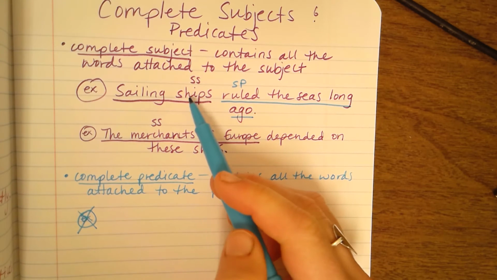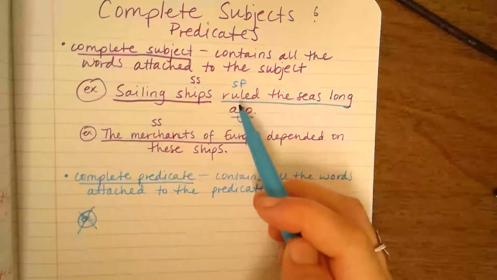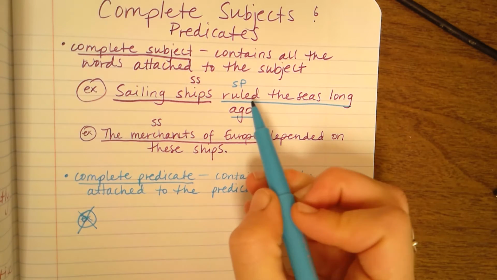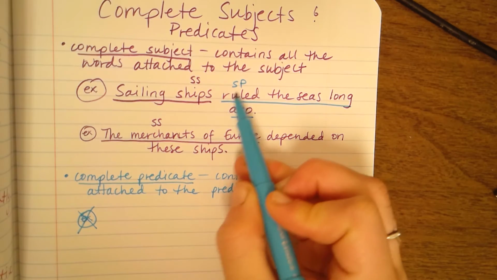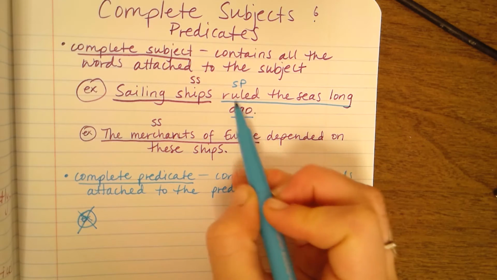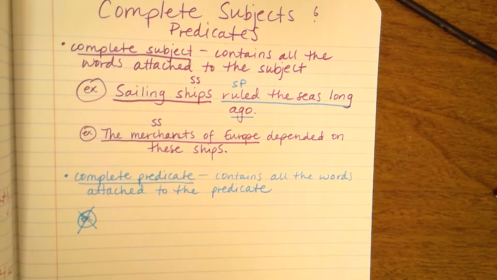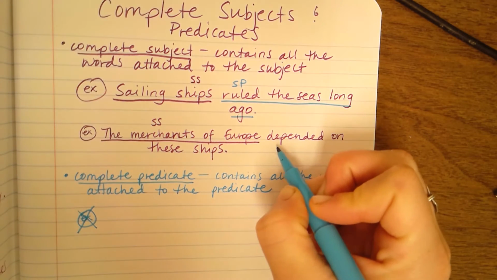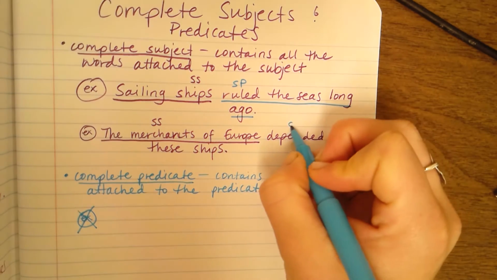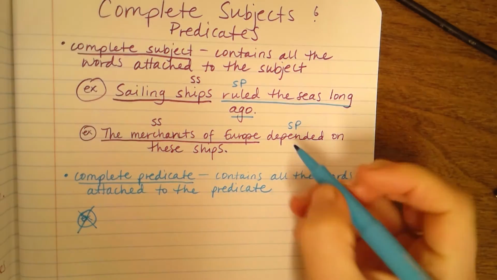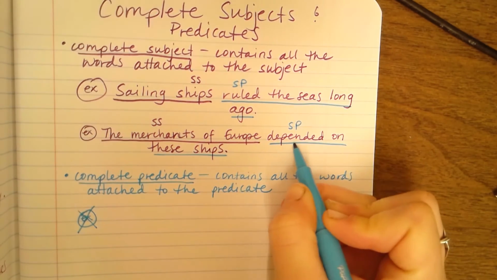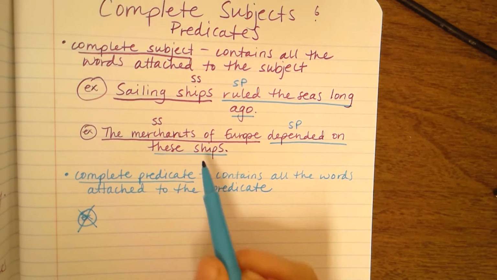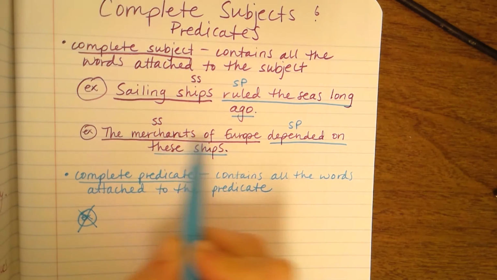The simple subjects kind of get a little trickier. Simple predicate, I think, is a lot easier to find in a sentence. Find your simple predicate. Label it. Every word after that predicate, including that predicate, until the sentence is done, is your complete predicate. Okay? In the sentence below, we have the merchants of Europe depended on these ships. Depended is the action, that's the simple predicate. But now my complete predicate would be everything after my simple predicate, but also including my simple predicate. That is the complete predicate phrase. This would be the complete subject phrase.